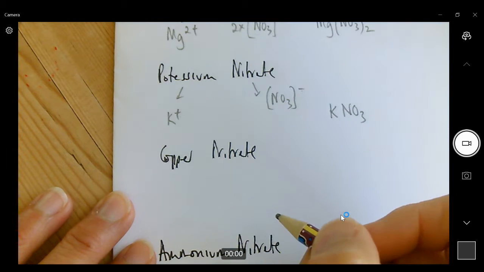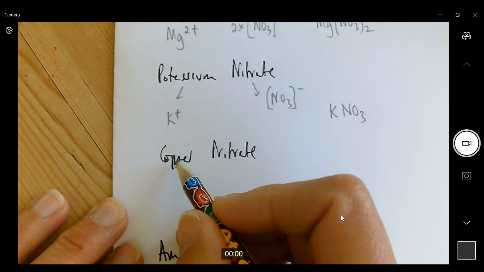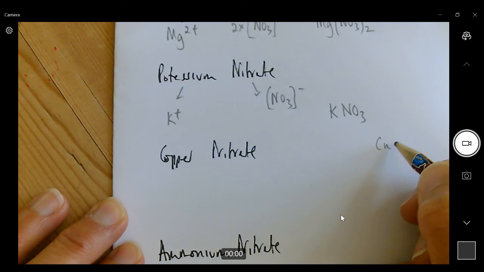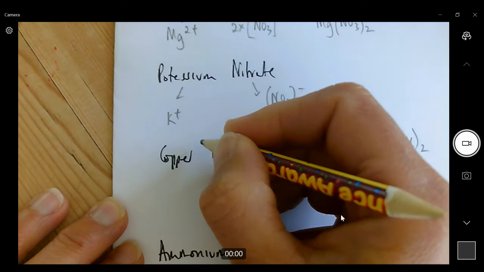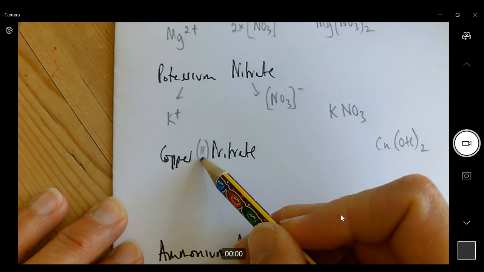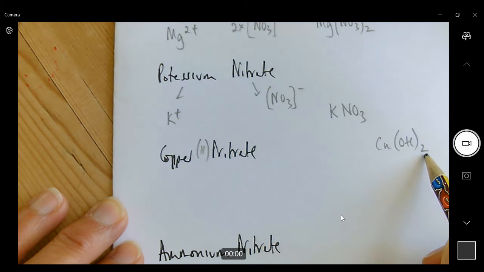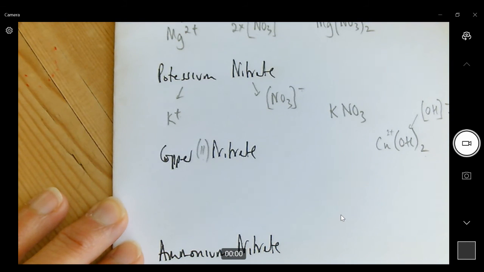Copper nitrate. Now we know from the base was copper hydroxide, and the formula was Cu(OH)2. Normally, it will tell you what the charge on the ion is for the copper, because copper is one of these transition metals which can have ions with different charges, 2+ or 3+. But you can also work out that this is a 2+, because we know that OH- is a single negative charge, and there are 2 of them here, and therefore we've got 2- here, so this must be 2+.